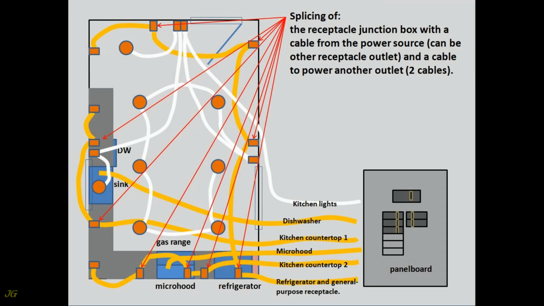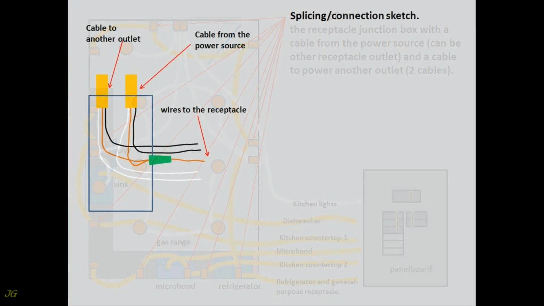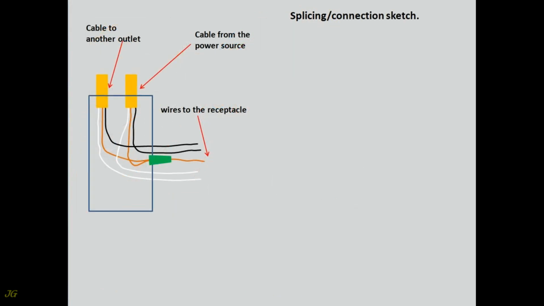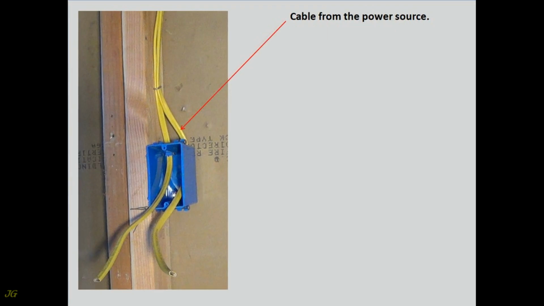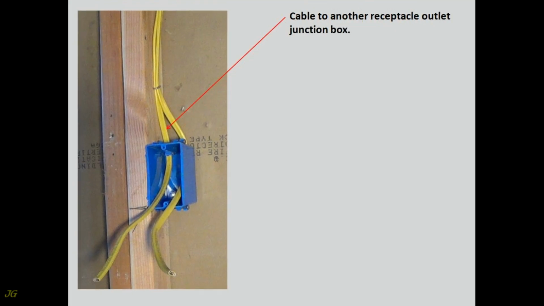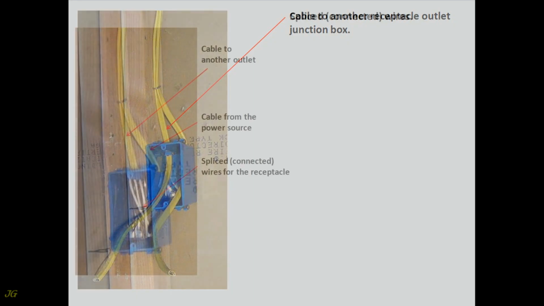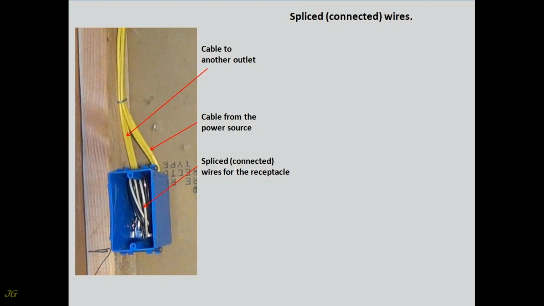Splicing of the receptacle junction box with a cable from the power source, can be other receptacle outlet, and a cable to power another outlet, 2 cables. Splicing, connection sketch. Receptacle junction box with 2 cables inserted into it. Cable from the power source. Cable to another receptacle outlet junction box. Spliced, connected, wires.